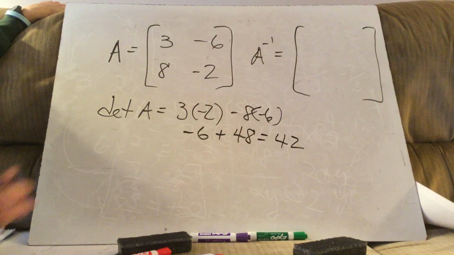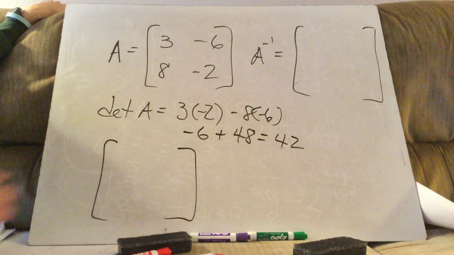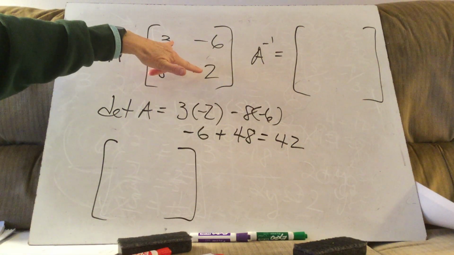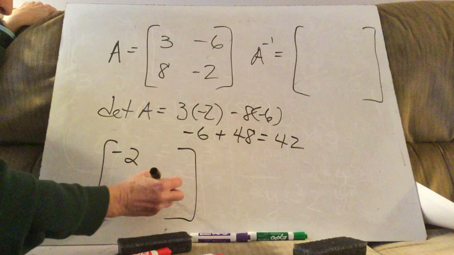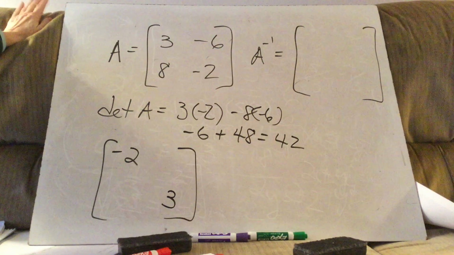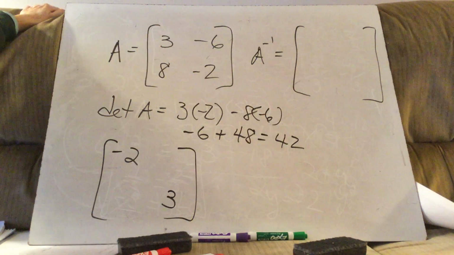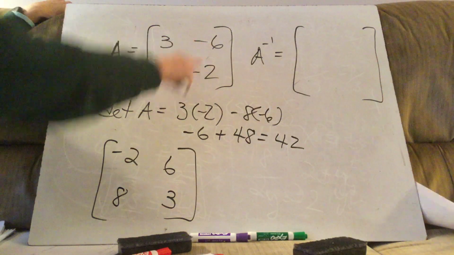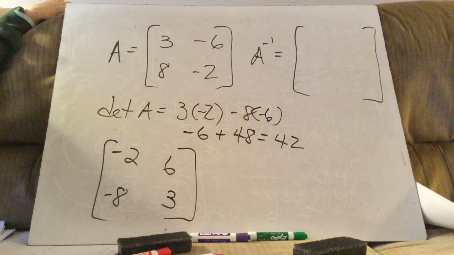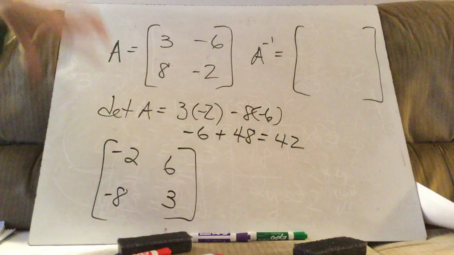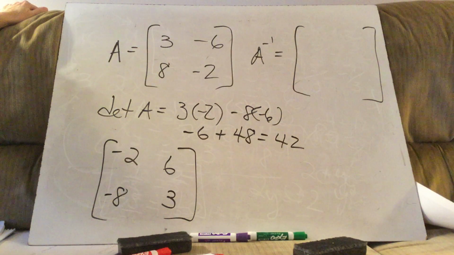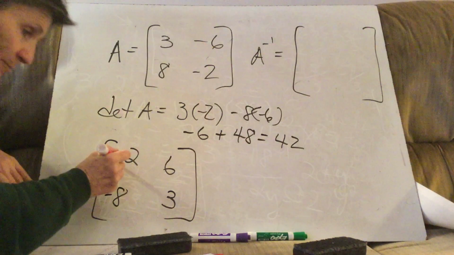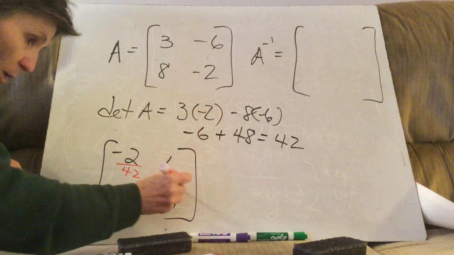Now remember, that's only half the answer. To get the rest of the answer, you have to make a new matrix. So these two numbers right here where I'm pointing switch places. They don't change at all. They just switch places. So the -2 comes up here, the 3 comes down here. These guys stay right where they're at, but if they're negative, they become positive. If they're positive, they become negative. So the 6 and the 8 stay where they are, but they change sign. Now we take each of those numbers and divide by 42, which was our determinant.